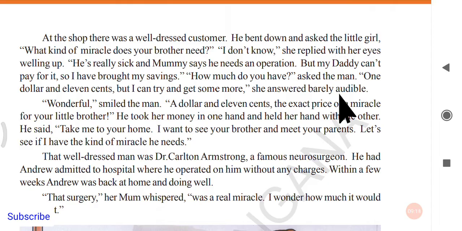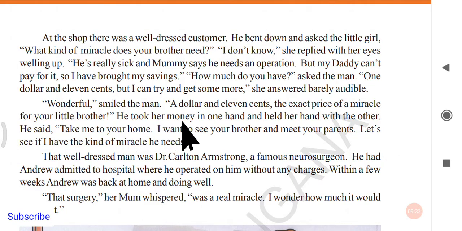Okay, so wonderful, smiled the man. He said, "Okay, fine, that's wonderful. And $1.11, the exact price of a miracle for your little brother." He said, "No need for extra money. Whatever money you have is very much enough for your brother's treatment."